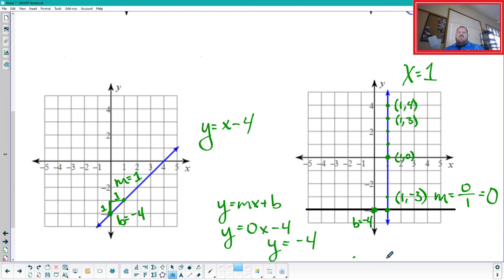But notice how it does actually work out to think about what's your y-intercept, find another point, what's your slope. So that way still works, but it just ended up that the y-intercept was actually the entirety of my equation, to just say that y equals -4.